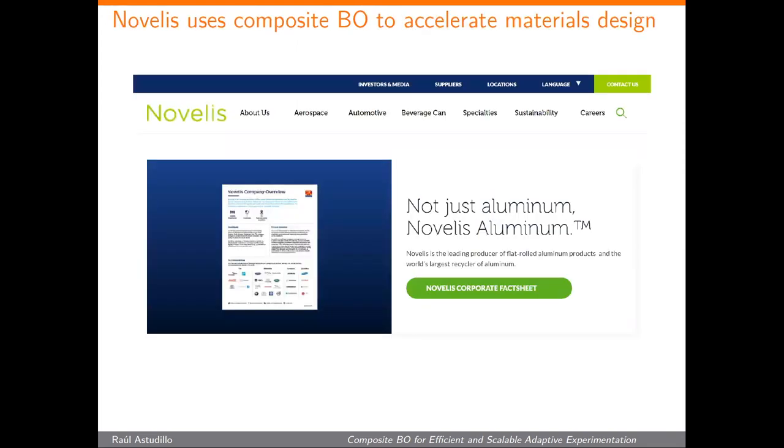Even though it has been around for only a few years, composite Bayesian optimization is now widely used in industry. In particular, this company, Novelis, one of the leading aluminum companies, makes very heavy use of composite Bayesian optimization. We had a small collaboration with this company. Essentially, they formulate a bunch of nonlinear least squares problems with very expensive simulators.